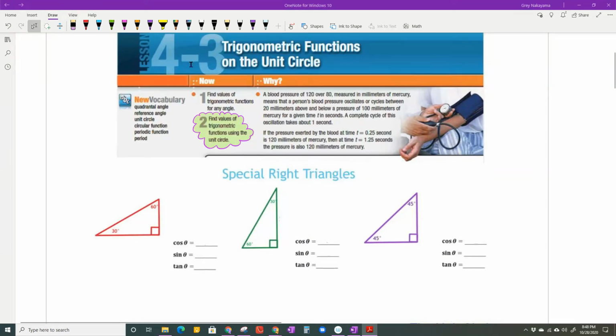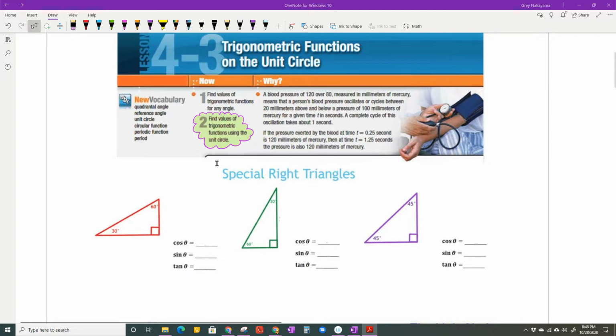Okay, today's lesson is 4.3, trigonometric functions on the unit circle. Now, this is the first video on this section. However, I'm starting with the second objective instead of the first one because it makes more sense to me to start with this one, especially just the way it builds. And if I start with this one, it connects to what we've done in 4.1 and 4.2.